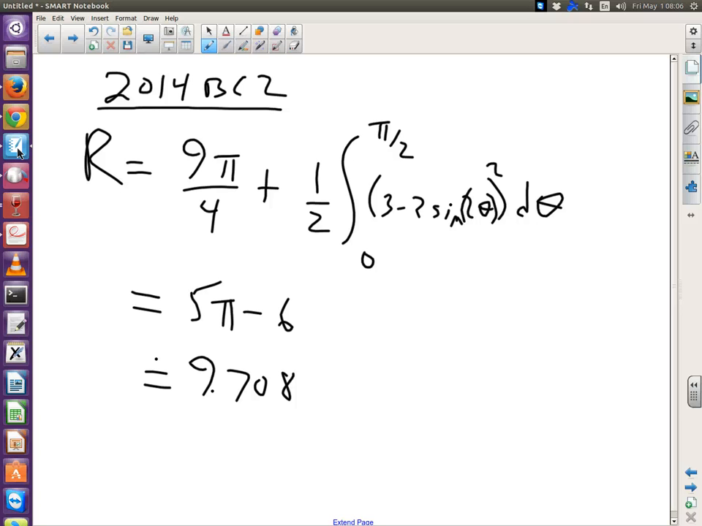You square everything, you FOIL it out. So you're going to get what? 9 minus 6 sine 2 theta plus 4 sine squared 2 theta. The only difficult part here is the sine squared. How do you do the sine squared part? You use the trig identities I gave you. Oh, wait a minute. That would be some serious amount of work.